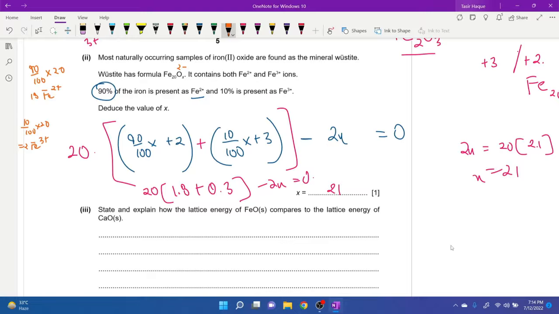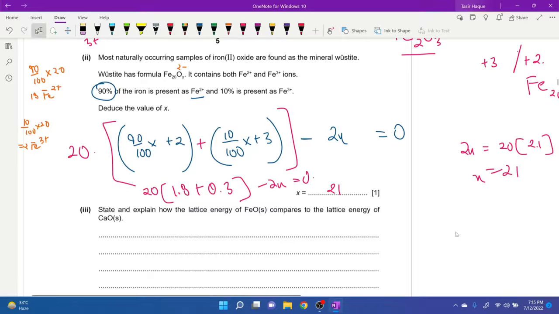So that's 90 by 100 into 2. So 90 by 100, right? Into 20 into 2. So this is the way they did it in the mark scheme. Okay, I'm going to show you another way, a way which is easier for you guys to understand.